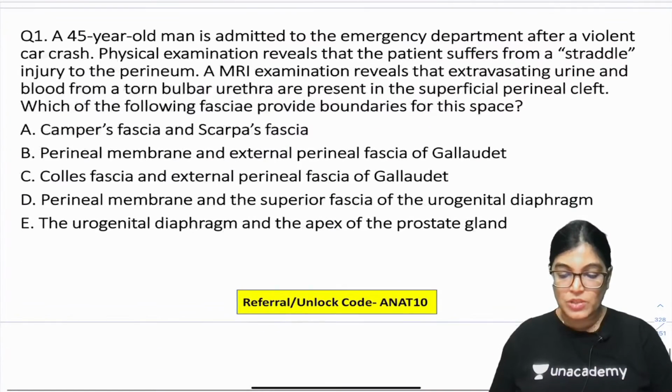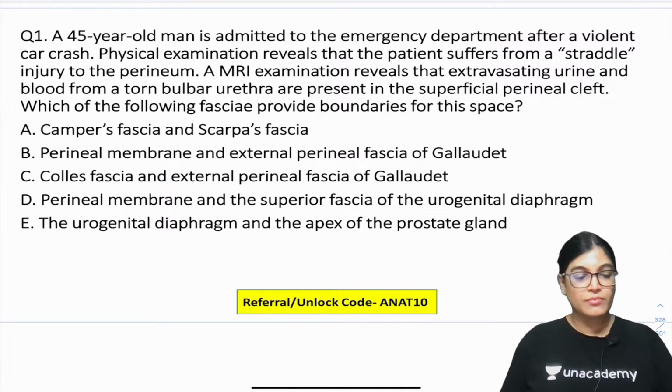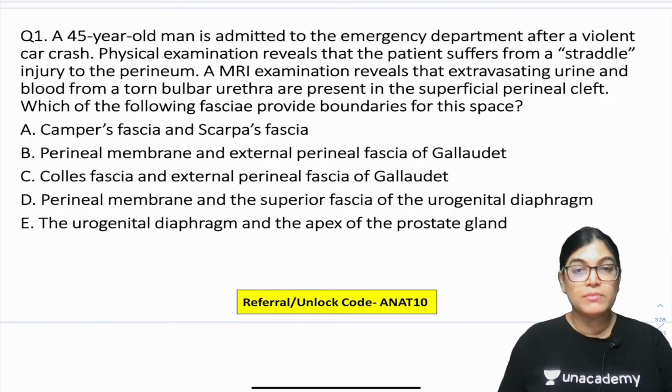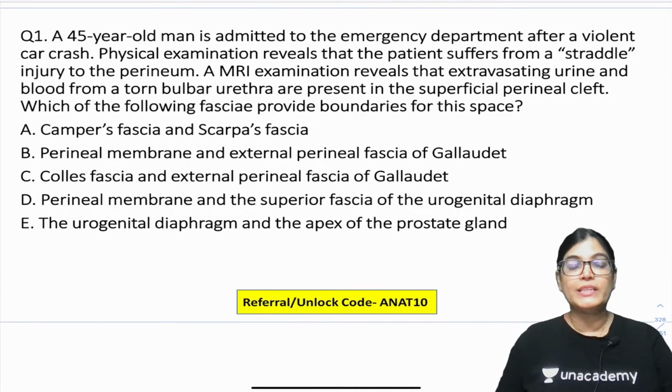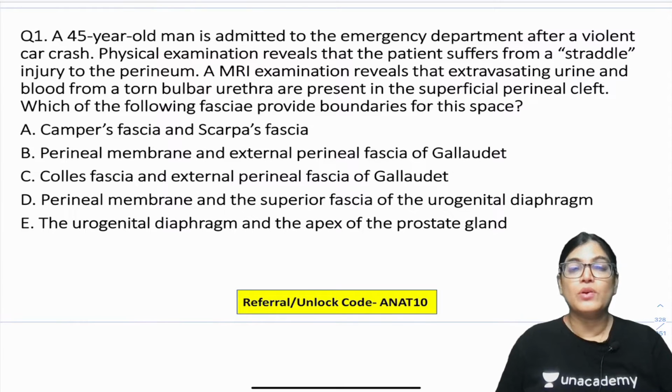Let's start with the first MCQ of today's session. A 45-year-old man is admitted to the emergency department after a violent car crash. Physical examination reveals that the patient suffers from a straddle injury to the perineum. MRI examination reveals that the extravasating urine and blood from the torn bulbar urethra is present in the superficial perineal cleft. Which of the following fascia provides the border for the space?